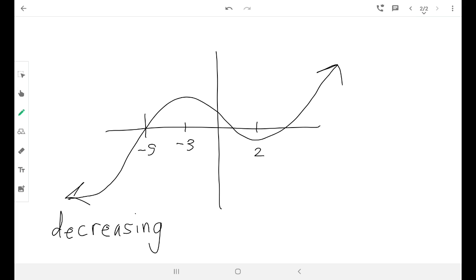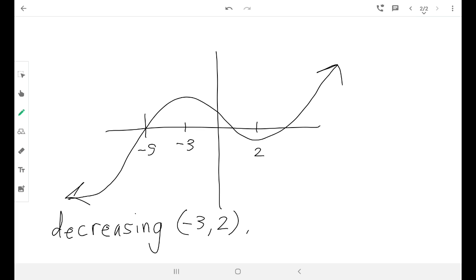When you talk about intervals, you're always talking domain, so you're always talking x values. So this is decreasing from -3 to 2, and I'm not including -3 or 2 in that, because those are our points where we stop decreasing and start increasing, or stop increasing and start decreasing, okay?